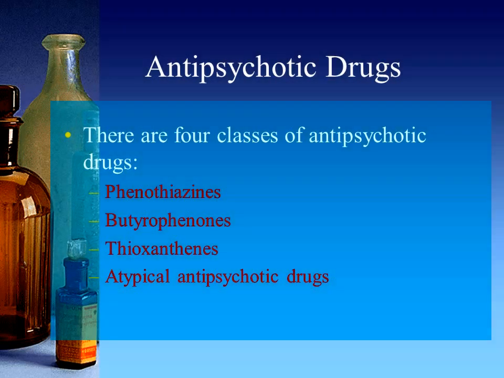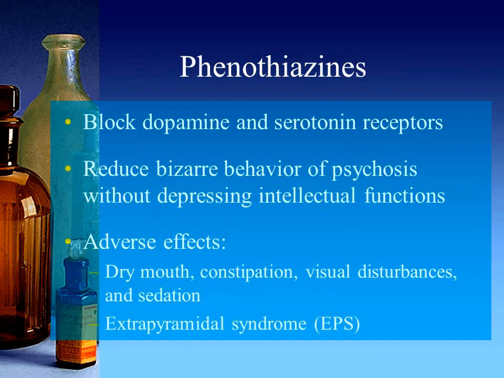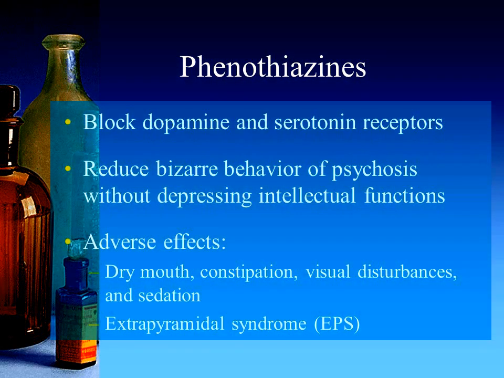So there are really 4 classes of antipsychotic drugs, and they are the Phenothiazines, the Butyrophenones, the Thioxanthenes, and the atypical antipsychotic drugs. And what we're going to do is take a brief look at each of these in a little bit more detail. So we're going to start with the Phenothiazines.